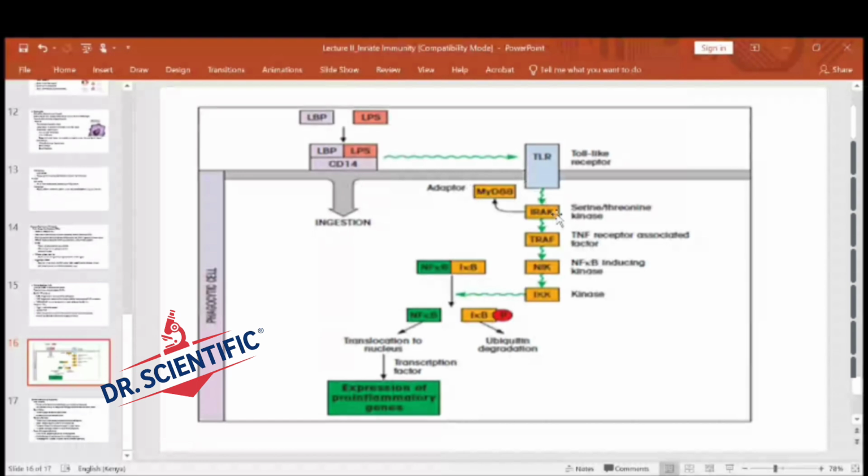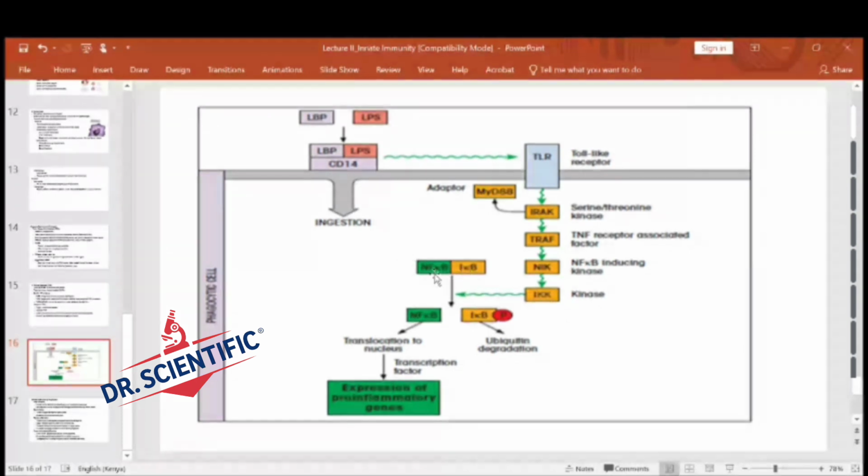This process of adapter interaction with toll-like receptor and IRAK, of course, this is a kinase, it means a phosphate has been added here. It will trigger another molecule called TRAF. This is a tumor necrosis factor receptor associated factor. Then TRAF will trigger NIK. NIK will trigger IKK. IKK will phosphorylate IKB, and IKB is bound to nuclear factor KB.